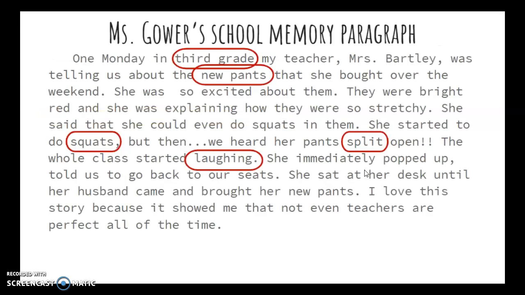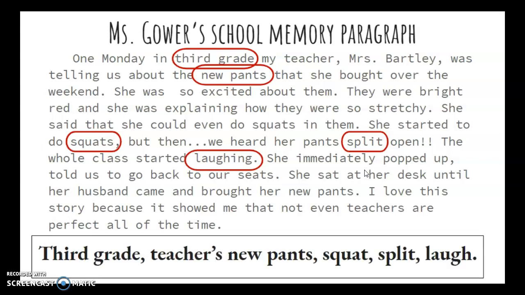Okay, so a 6-word memory. How do you do it? So this was my memory. What I did was I circled what I thought were the best parts. So 3rd grade, new pants, squats, split open, and then I actually added the sentence, the whole class started laughing. So I got 3rd grade, teacher's new pants, squat, split, laugh.